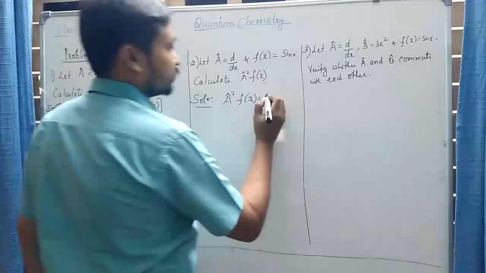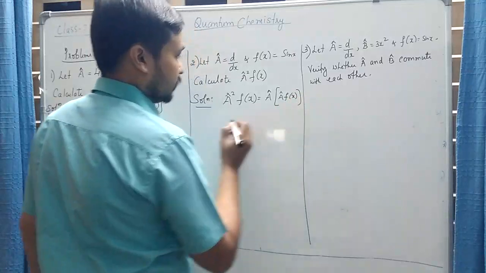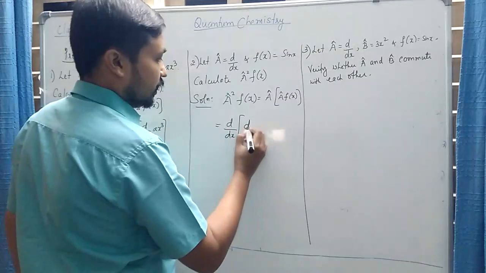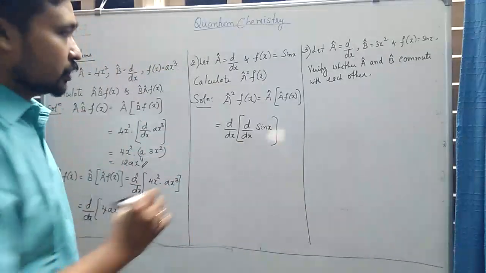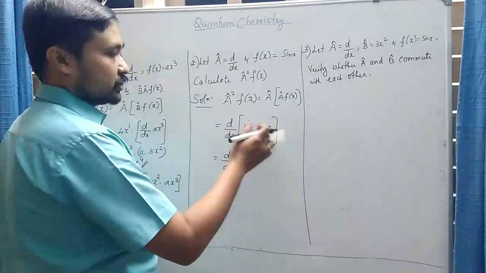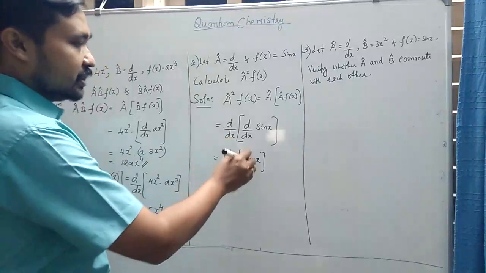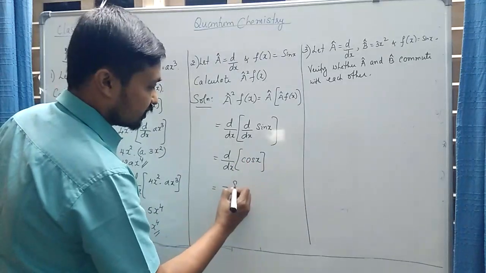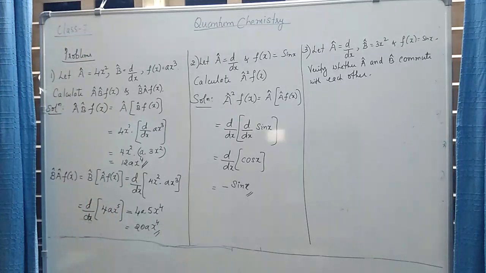So A square of f of x means A of A of f of x, that is, what is A? d by dx of A of f of x, that is d by dx of d by dx of sin x. Let us apply operator A for the first time on sin x. So d by dx of sin x is cos x. And on this resulting function, we have to apply the operator A a second time, that is d by dx of cos x is minus sin x. So this is the value of A square of f of x.